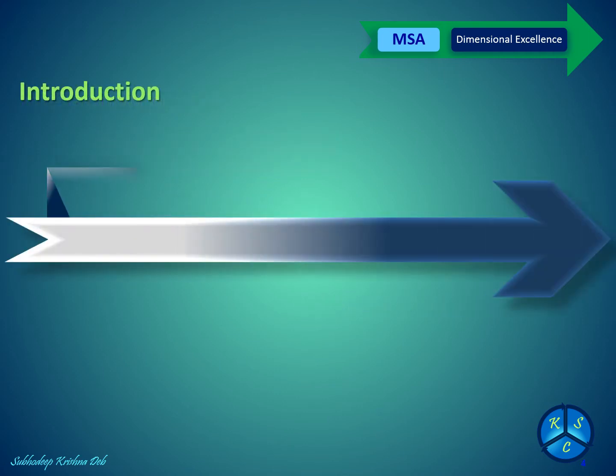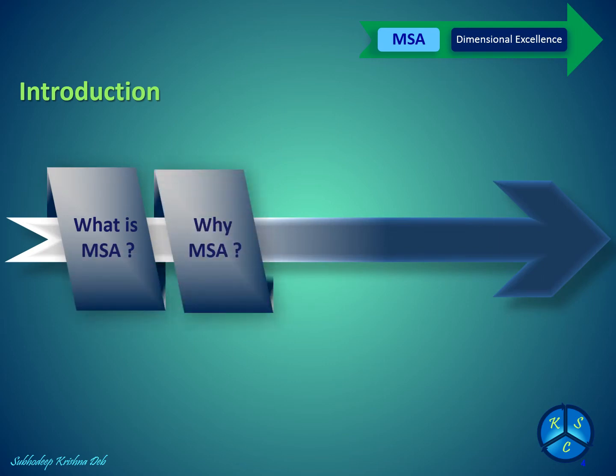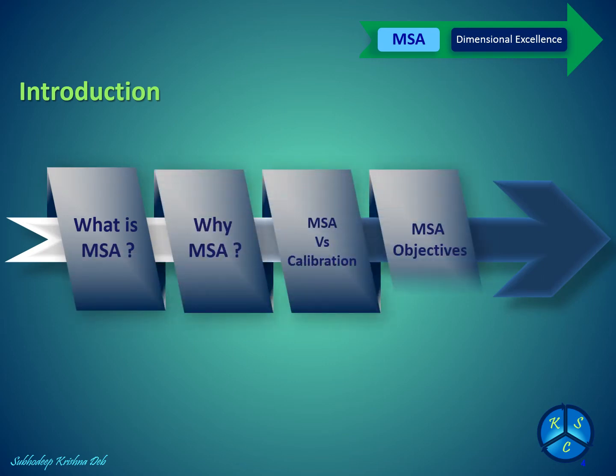In the first phase, we have understood what is MSA, the definition of MSA, the measurement system analysis, the meaning of that, why MSA needs to be done, the relationship between the quality of decision that comes from the quality of measurement, and thereafter it is linked with MSA. Then we have understood the difference between measurement system analysis and calibration, how calibration is completely different from MSA, and finally the objectives of MSA were also discussed. So these are the things that we understood in phase 1.